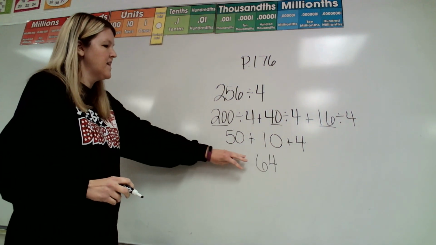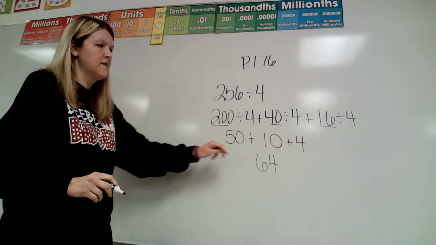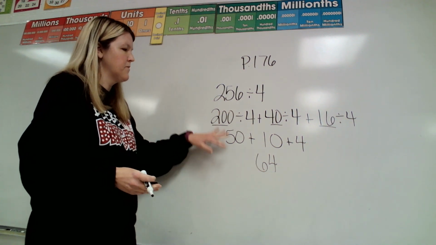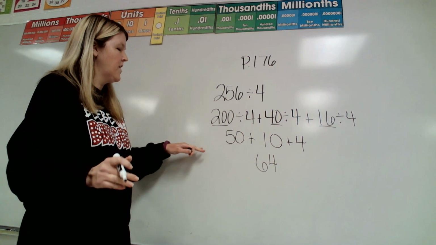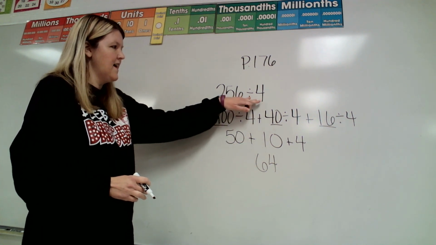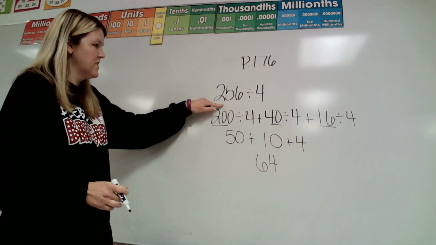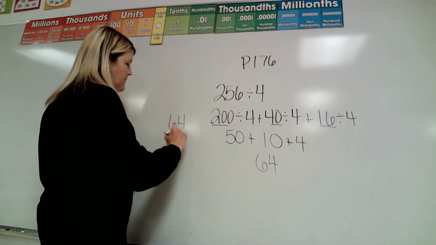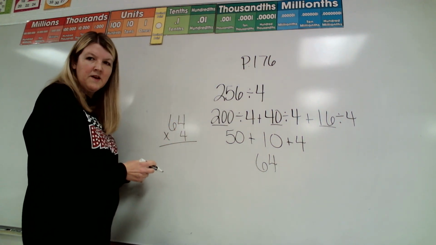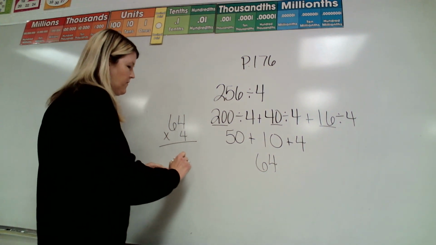Then if I wanted to check to make sure that this is correct, and it didn't ask you to do this, but they wanted you to solve it. But just to make sure that we're correct, we can do 64 times 4, and we should get 256. So let's try that. 64 times 4. And I'm going to go ahead and make an area model for this.